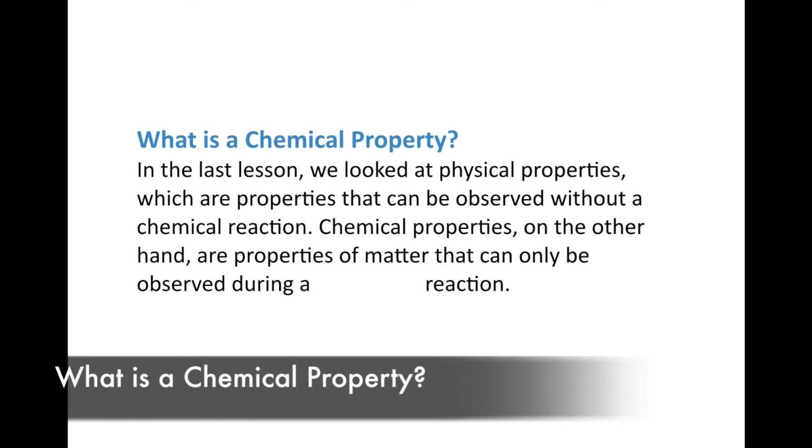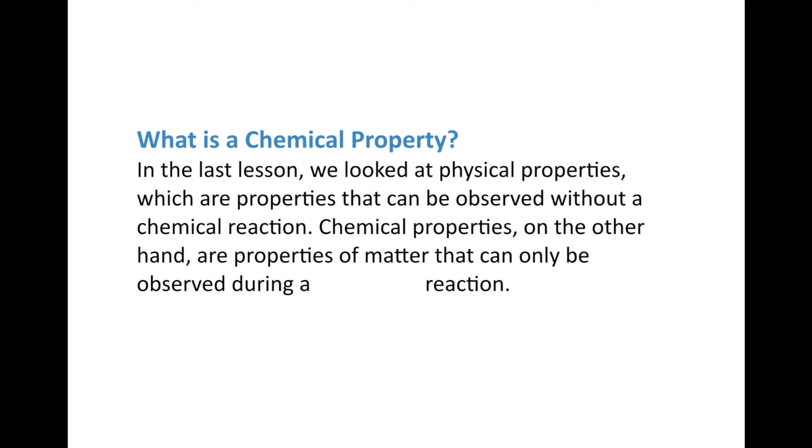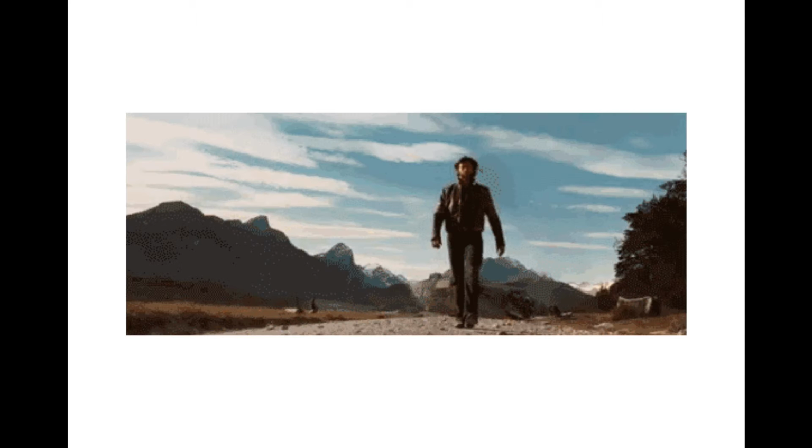Now, in the last lesson, like I said, we looked at physical properties, which are properties that can be observed without a chemical reaction. Chemical properties, on the other hand, are properties of matter that can only be observed during a chemical reaction. Okay? That's the important thing to remember. Chemical properties can only be seen during a chemical reaction.